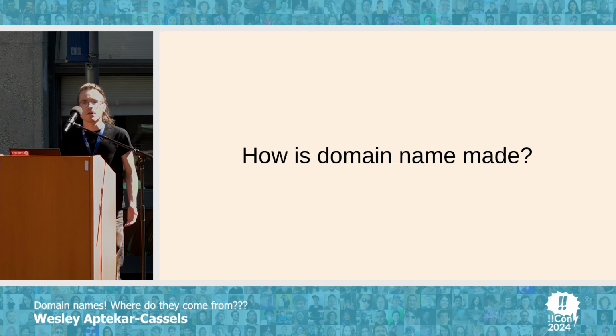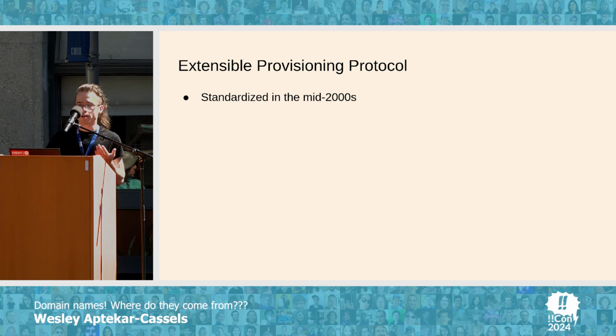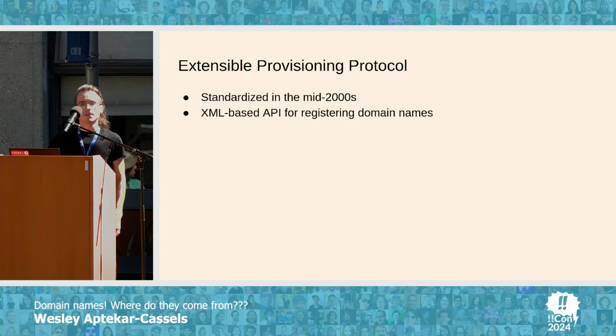So let's now talk about the topic of this talk: how is a domain name made? And the answer to this used to be quite complicated. It used to depend a lot on the top-level domain and the registrar and all the details. But in the mid-2000s, people were like, okay, we should standardize this. We should have one protocol that the registrars and registries speak. Since it was the mid-2000s, it's XML-based. We have to live with the consequences of our actions.